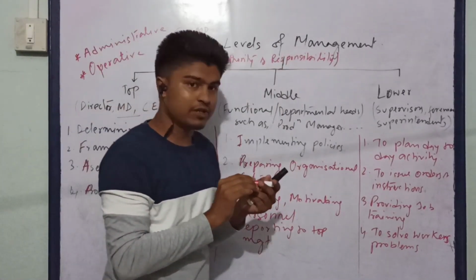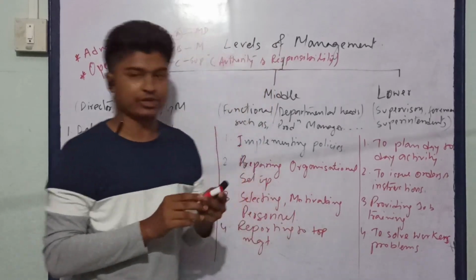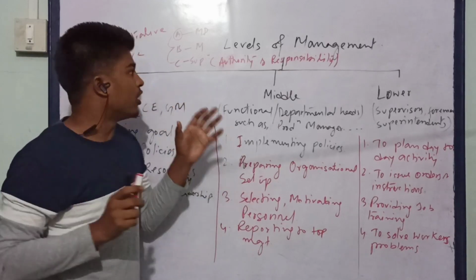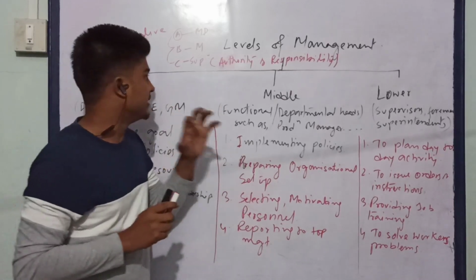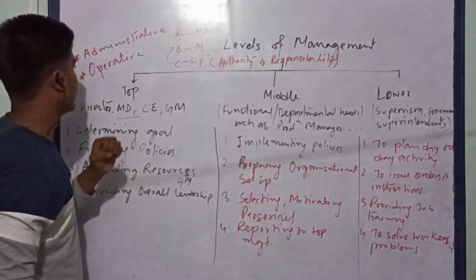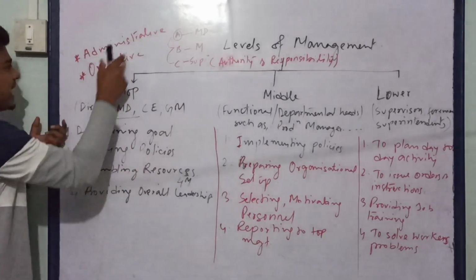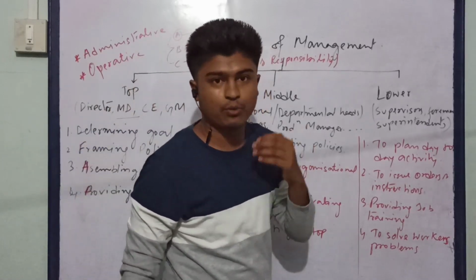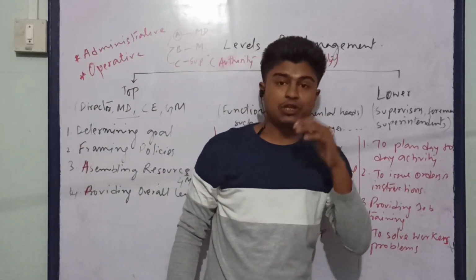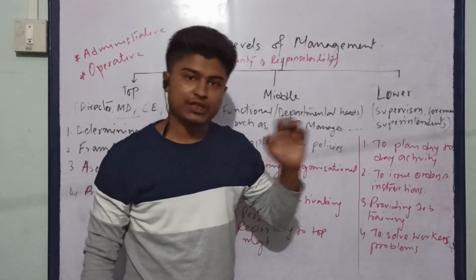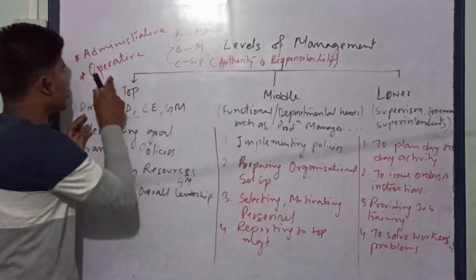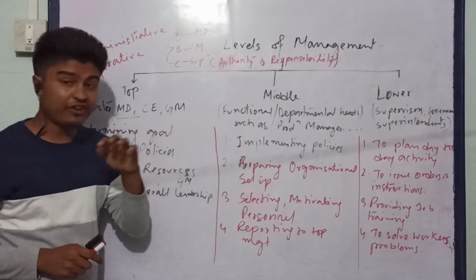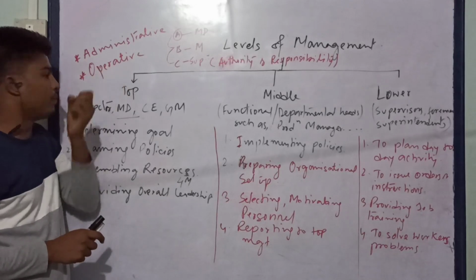Now, what are the levels of management available in a particular organization? See, if you see the general view of levels of management, then you will find there are basically 2 types of levels of management: administrative and operative. Administrative means top level, or those who are working in the policy level or top level in the organization. And operative means those who are working in the grassroots or direct factory level are termed as operative.